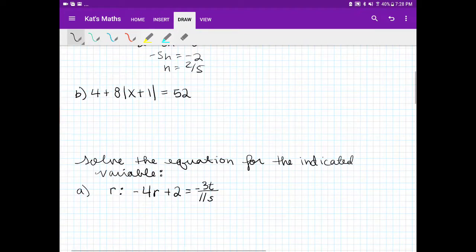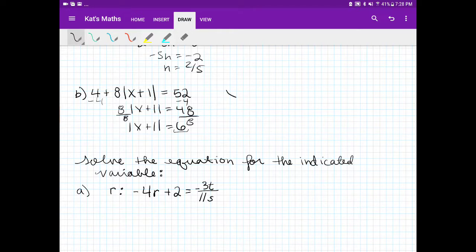Here we have 4 plus 8 times the absolute value of x plus 1 equals 52. So let's see how many solutions we get for this one. Again, you want to get the absolute value alone, so we'll subtract 4 from both sides. Divide by the 8. So we have an actual value here, it's not 0, so we can do the two equations, x plus 1 equals 6, and x plus 1 equals negative 6. So you know right off the bat there's going to be two solutions.